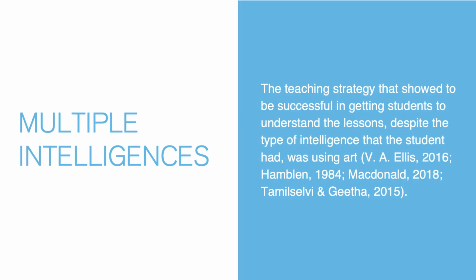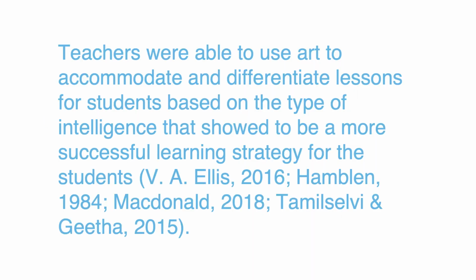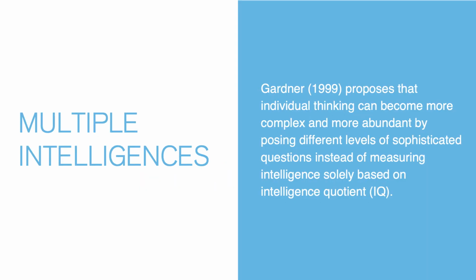The teaching strategy that showed to be successful in getting students to understand the lessons, despite the types of intelligence that the students had, was using art. Teachers were able to use art to accommodate and differentiate lessons for students based on the type of intelligence that showed to be a more successful learning strategy for the students. Gardner proposes that individual thinking can become more complex and more abundant by posing different levels of sophisticated questions instead of measuring intelligence solely based on intelligence quotient.